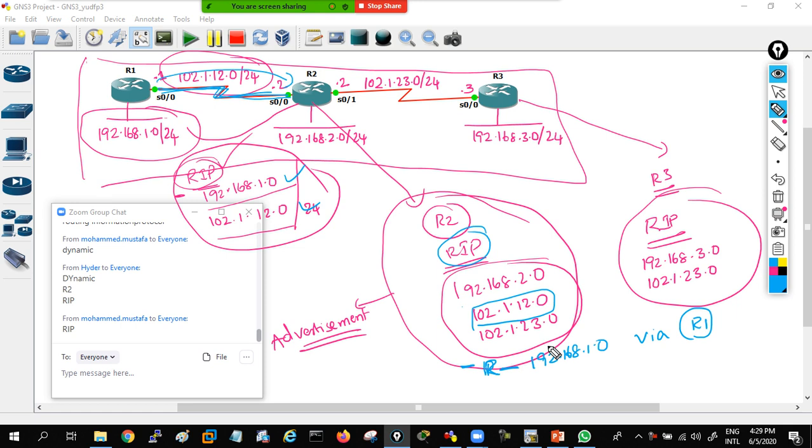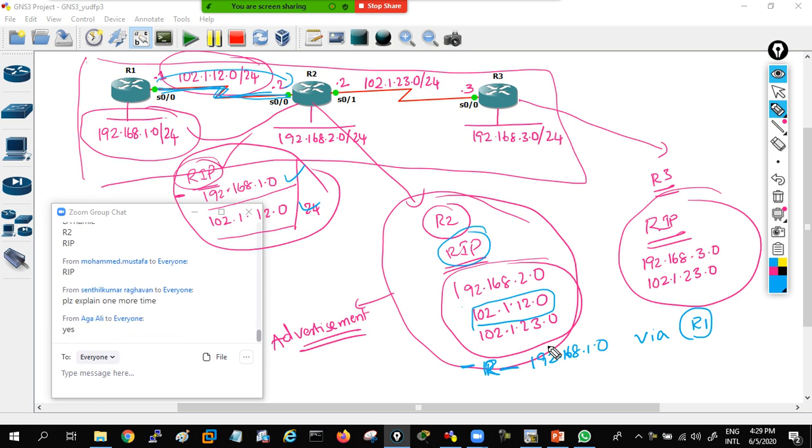Now the configuration part is very easy. If you have any doubt, ask me. Everybody, guys. If you are understanding this, ask me. So now router 2, what does it do?